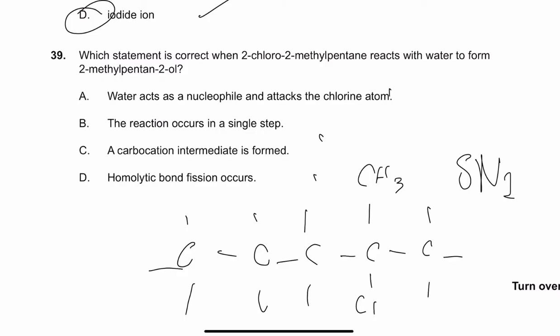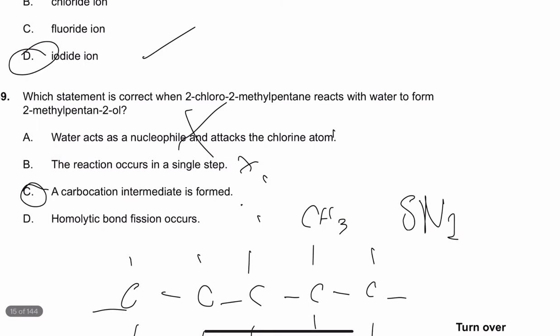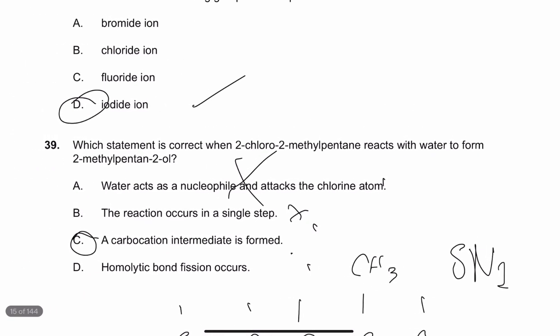Okay, water acts as a nucleophile and attacks the chlorine atom. Not true. Water does not act as a nucleophile attacking the chlorine atom. The reaction occurs in a single step. Well, if it was SN2, it would occur in a single step, but this is SN1, a two-step mechanism, so not true. Carbocation intermediate. Perfect. Love to see it. That is correct. Homolytic fission occurs. Nope. It's heterolytic for this. And yeah, so it's C.